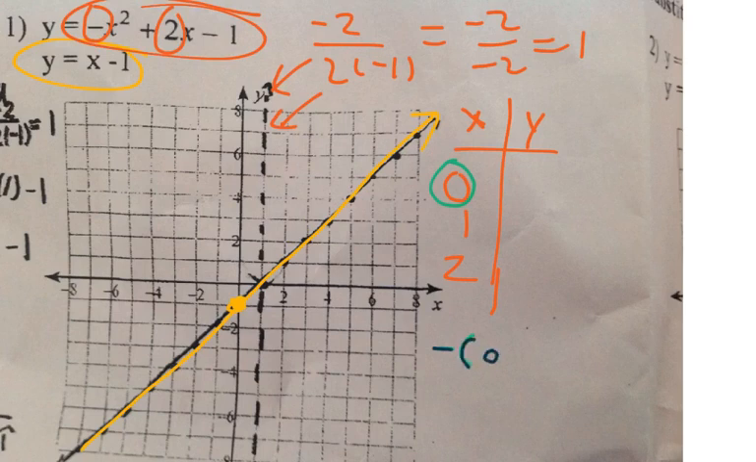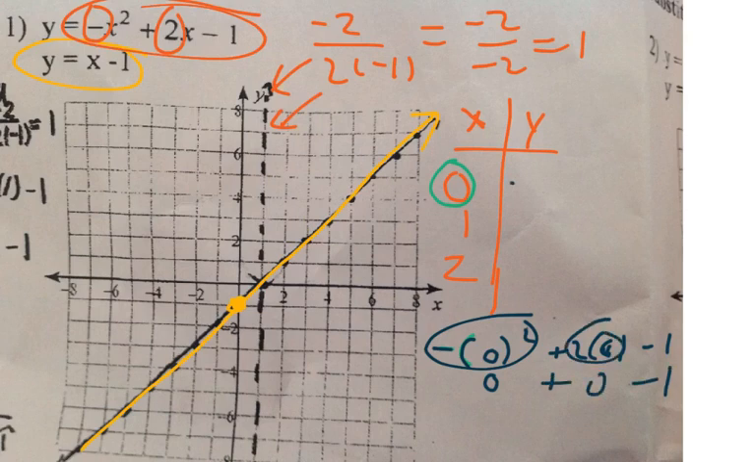So I have the negative of 0 squared plus 2 times 0 minus 1. And of course that's just simply 0 plus 0 minus 1 is negative 1. And if you understand symmetry, the 2 is also going to be negative 1. And this vertex is the only thing left we need. So we're going to plug in the 1. So here we go. The negative of 1 squared plus 2 times x, which is 1, minus 1.